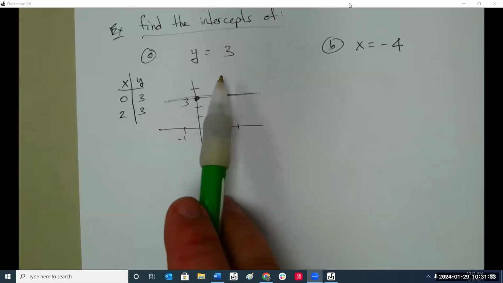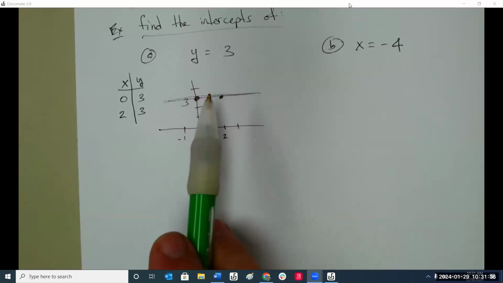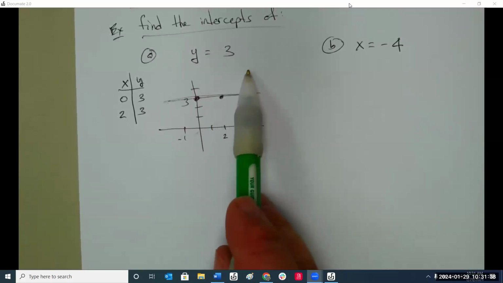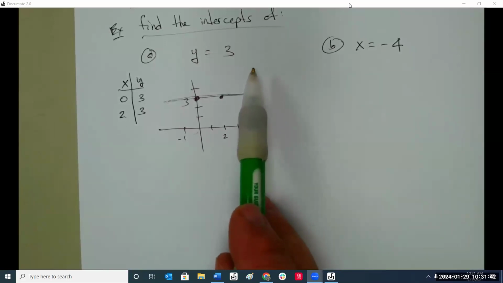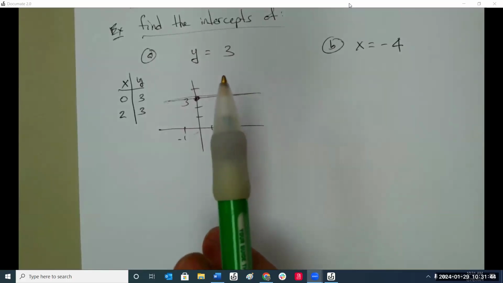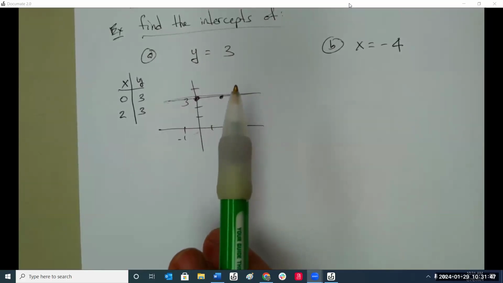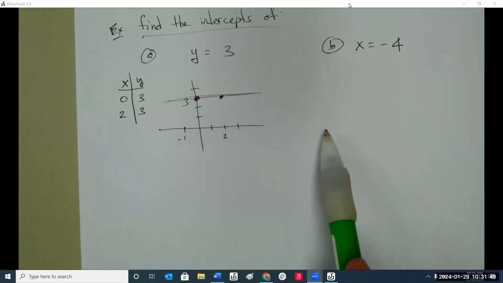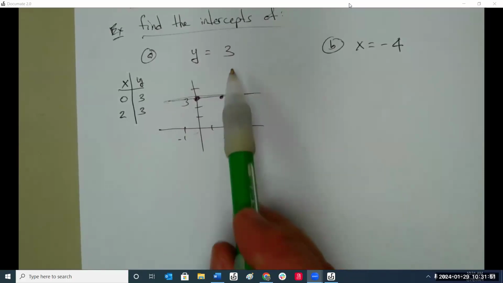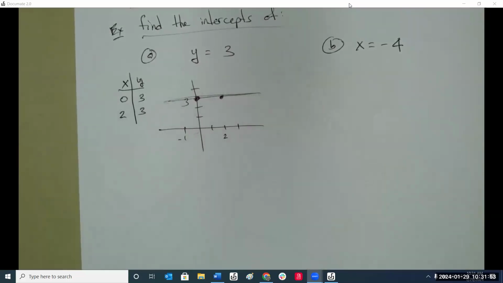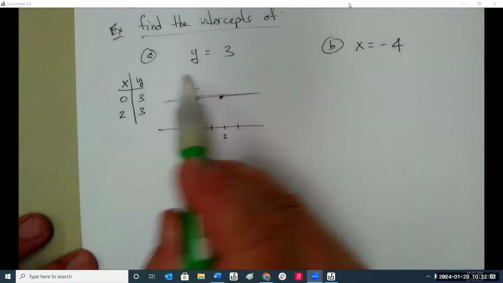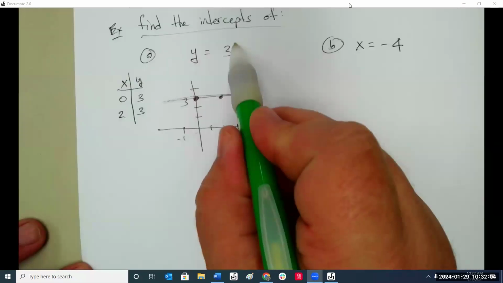Notice in this equation, does it have an x value? If there's no x value, that means it cannot go up or down. Because if it was going up or down, eventually it'd cross the x-axis. But since there's no x's, it's a horizontal line. It's a constant function. No matter what you give me for x, the answer is always going to be 3.